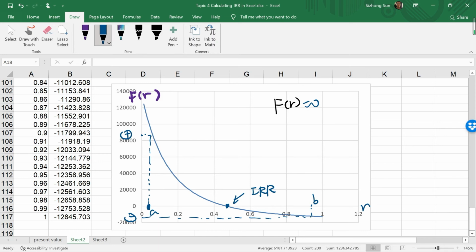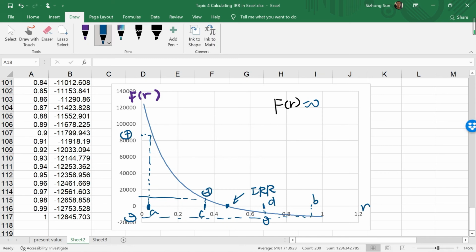Now let's get into the second round. The next case will be, let's take the midpoint between A and B, suppose here. Evaluate f(r). We find that it's still positive. Let's call it C. We know that the solution will be between C and B. Now let's evaluate the midpoint between C and B. Let's call this D. We find that D is negative. So now we know that the solution is between C and D.